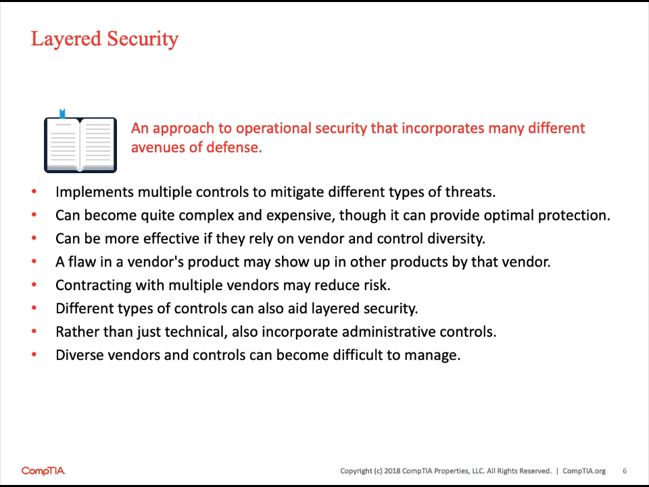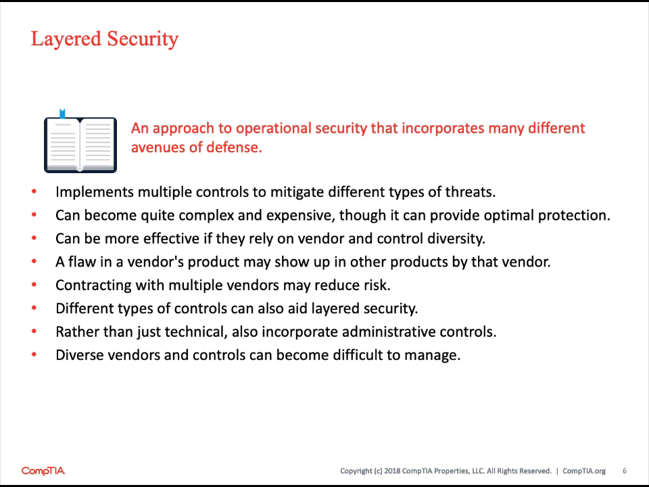So, layered defense systems can be more effective if we rely on vendor diversity, because a flaw in one vendor's product can be in other products of that vendor. They might have a hole everywhere. Say, if you only used Apple products or Cisco devices, these Cisco devices might have a hole that shows up in different areas on their device, or on different devices. So in this case, if we contract with multiple vendors, we may be able to alleviate that risk.